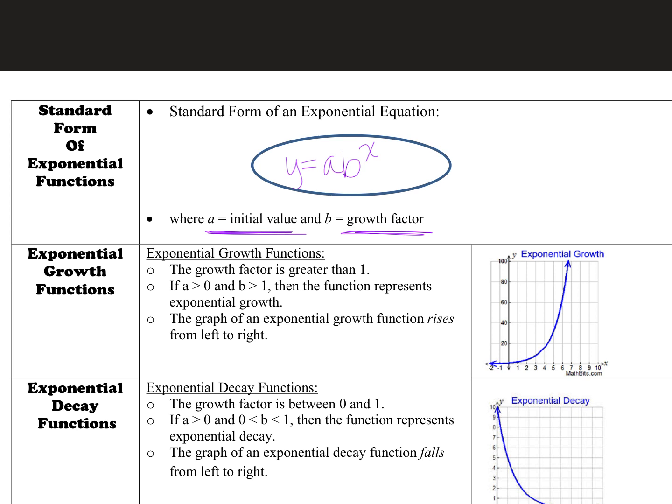So for exponential growth functions, the growth factor is greater than 1. So the thing we're multiplying by is greater than 1. It could be 1.1, it's still growth, okay? If a is greater than 1 and b is greater than 1, then the function represents exponential growth. Why do they both have to be greater than 1? Because if you multiply anything by something less than 1, it's going to get smaller instead of bigger.